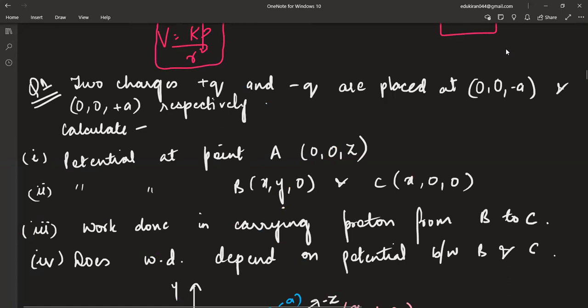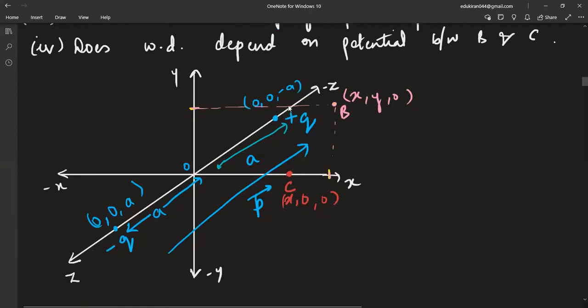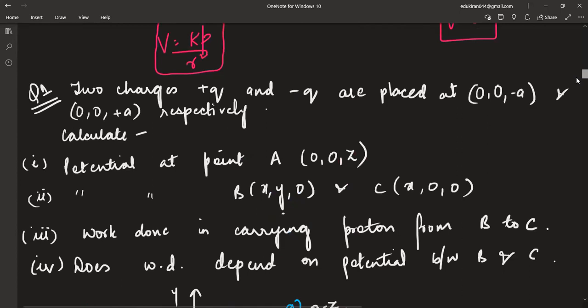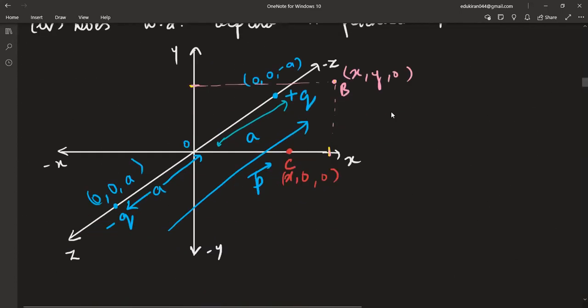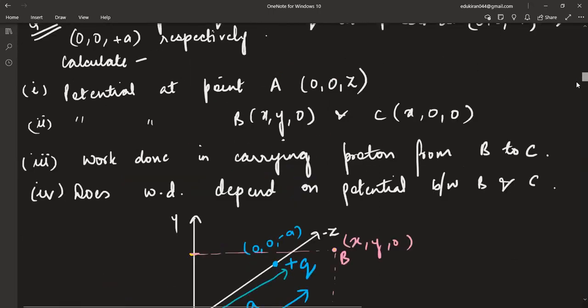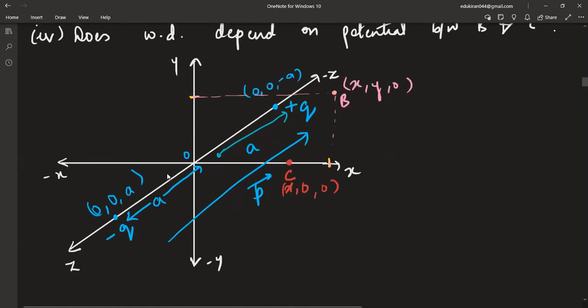So two charges are present, plus q and minus q. They are placed at 0, 0, minus a and 0, 0, plus a. So they are already given. This is drawn in the figure. It is asking for the potential at point A. Where is point A? 0, 0, z.